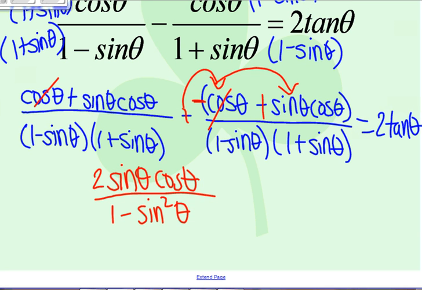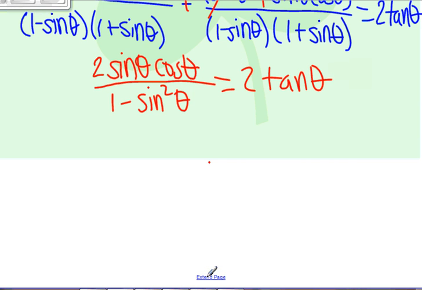Okay, and it still equals that 2 tan theta, because that's what we're trying to get to. The bottom, 1 minus sine squared theta, is another Pythagorean identity, so I could change the bottom to cosine squared theta. But my top still stays the same.